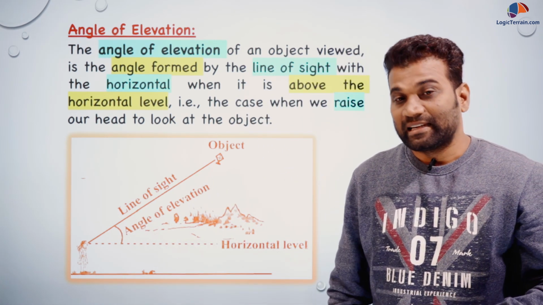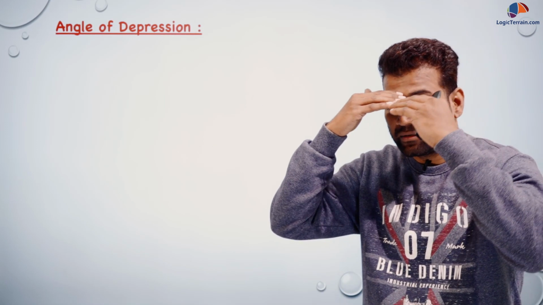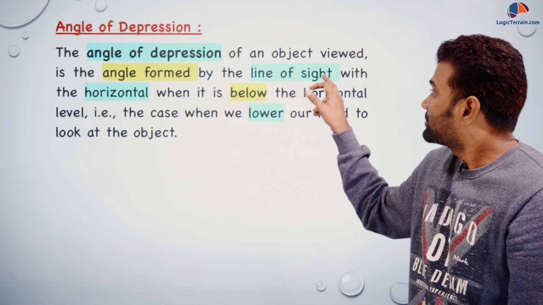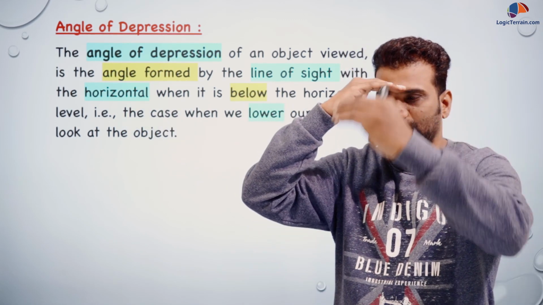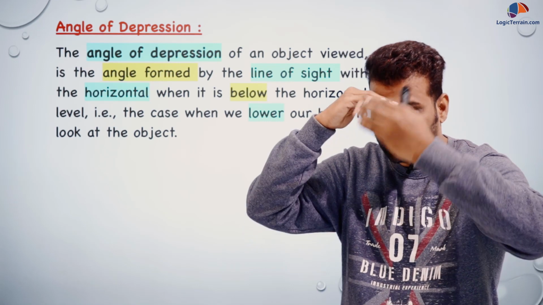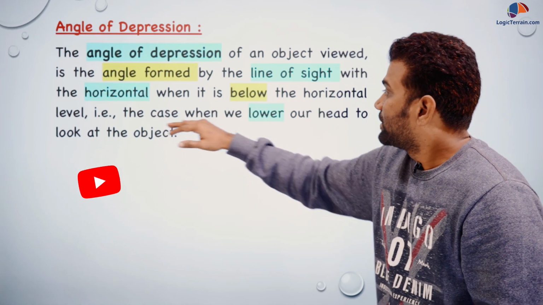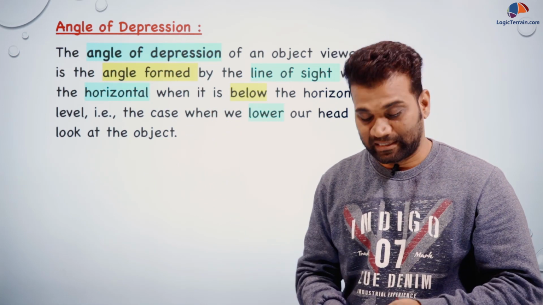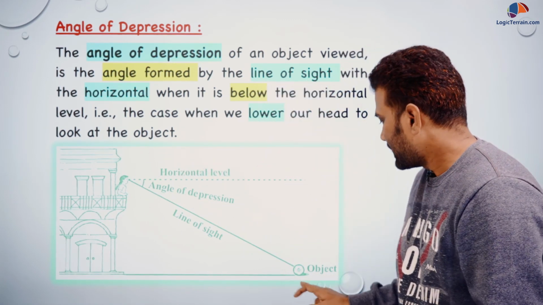Next one, angle of depression. What is angle of depression? When you see an object below your eye level, downwards, the angle of depression of an object viewed is the angle formed by the line of sight with the horizontal when it is below the horizontal level. This is the horizontal level, this is the object, and whatever angle you make with that horizontal line is called the angle of depression. That is the case when we lower our head to look at the object. In simple terms, we can visualize this. This is you, this is a horizontal line, and this is the object.